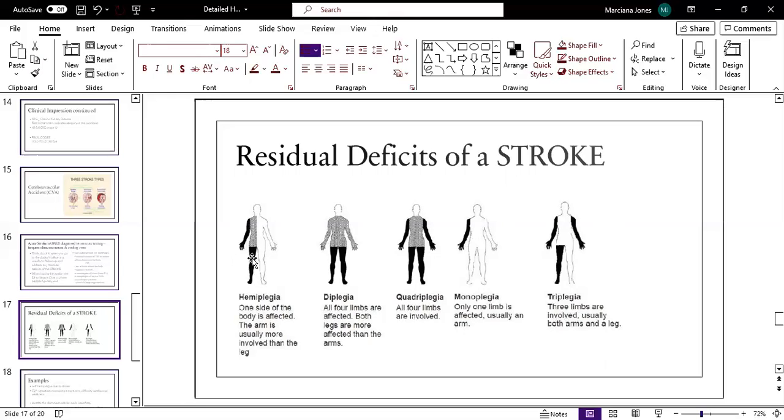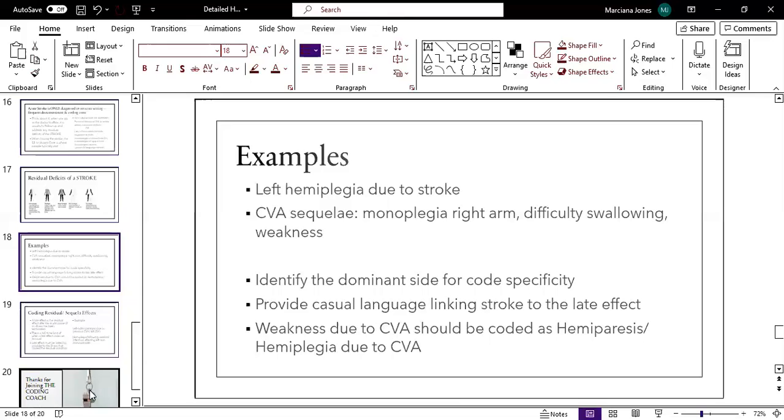So for us to know which side, which arm, it's going to be very important. So here's examples. Left hemiplegia due to a stroke. They may document it in that way.